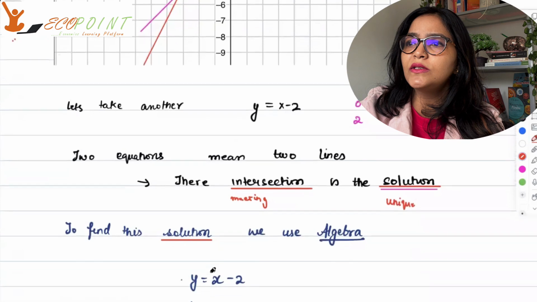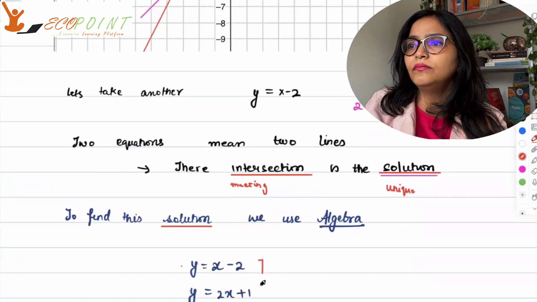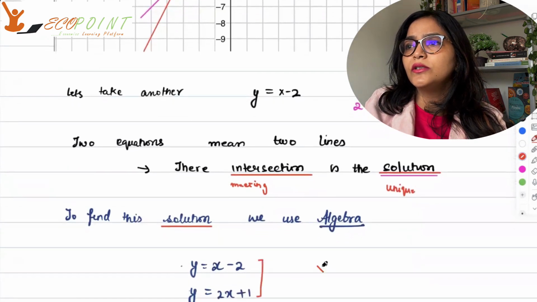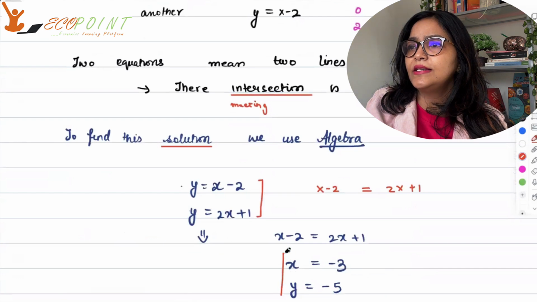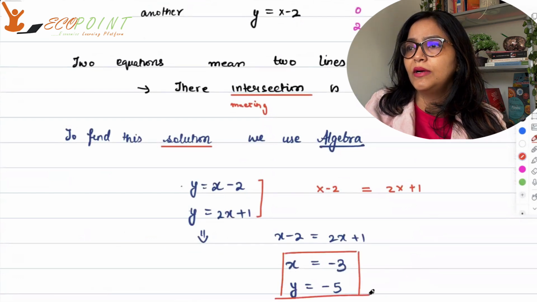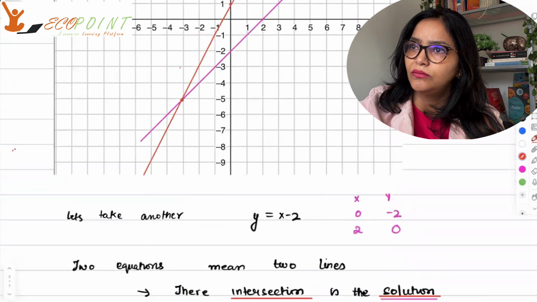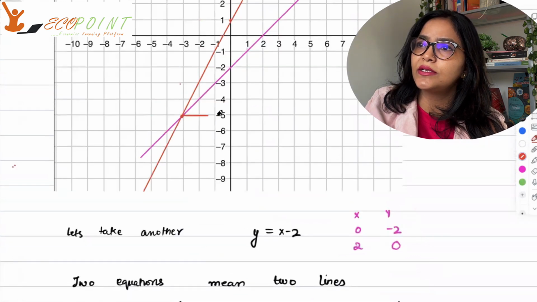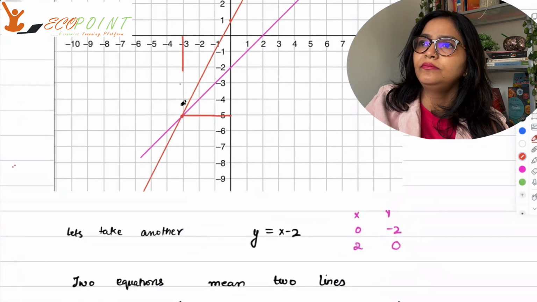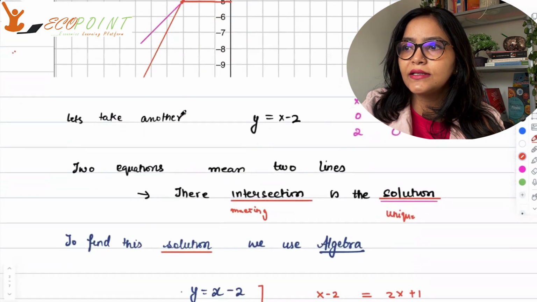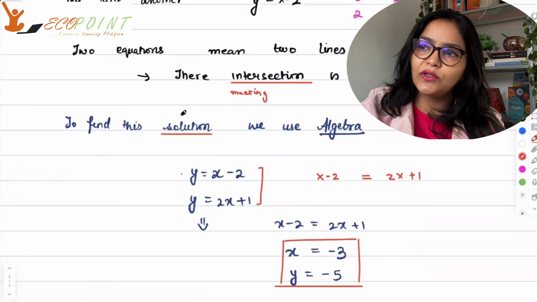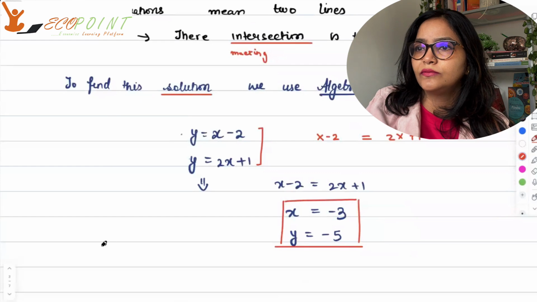I would have just equated these two. You can just get x minus 2 is equal to 2x plus 1 and solve this. Solving this, you will get x is equal to minus 3, y is equal to minus 5 graphically. Also, if you see, yes, that's what is happening. Y minus 5, x minus 3. That's the point where these two lines are intersecting. And this is your unique solution.